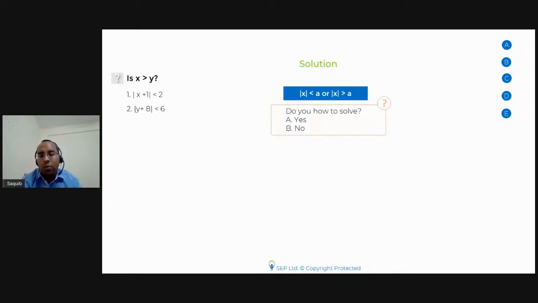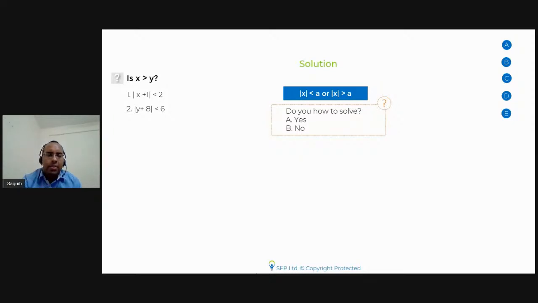Now, how many of you know how to solve this? How many of you know how to find out mod of x is less than a, and mod of x is greater than a? How many of you know how to basically find these ranges directly without doing anything? If you know it, please say yes. If you don't, then it's totally okay. Come on, guys, some responses. Dipanjan says that he knows it. Good. What about the others? Okay, I can see a lot of yeses, a few no's.